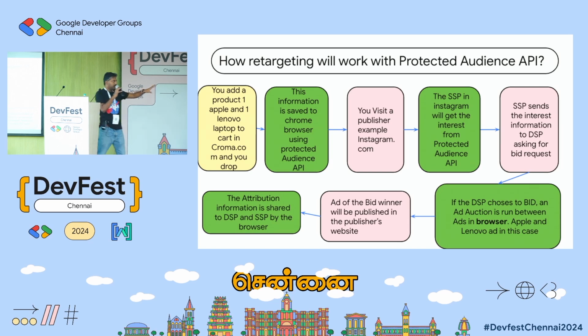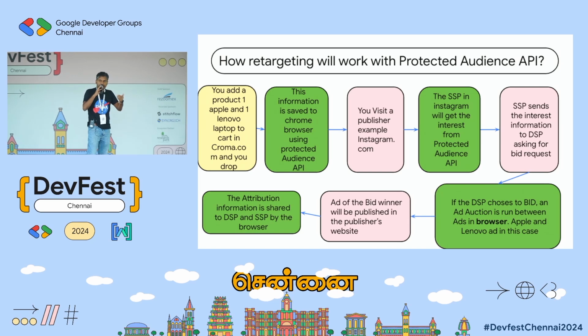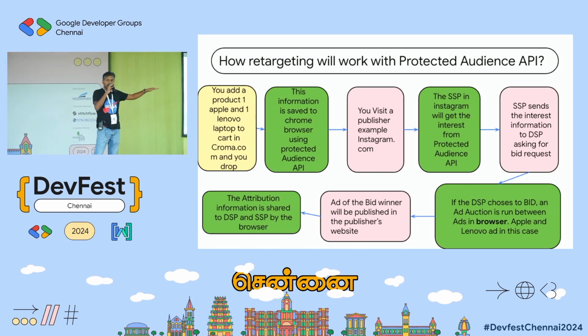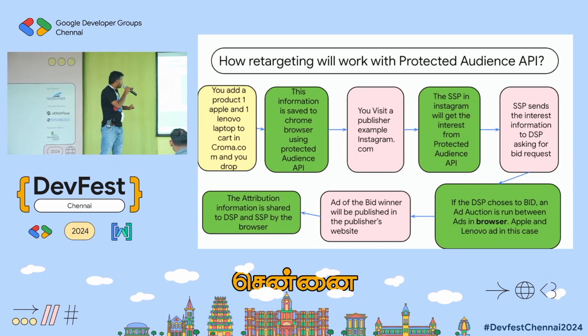So this is how retargeting will work after the Protected Audience API is implemented. At this point, the third parties will be deprecated. So ideally, the tracking is completely stopped on that front. But still, we want to show the advertisement without invading the user's privacy. Okay, so this is how it works.